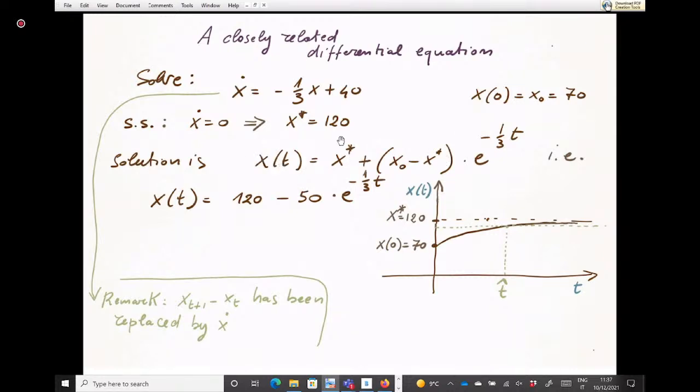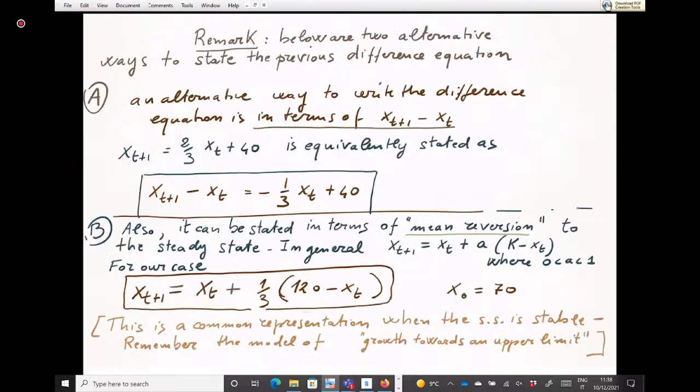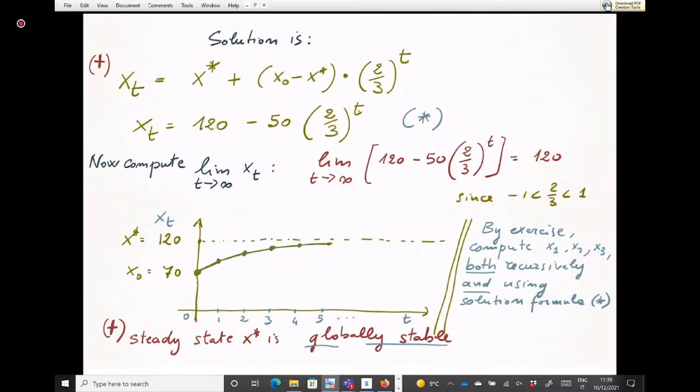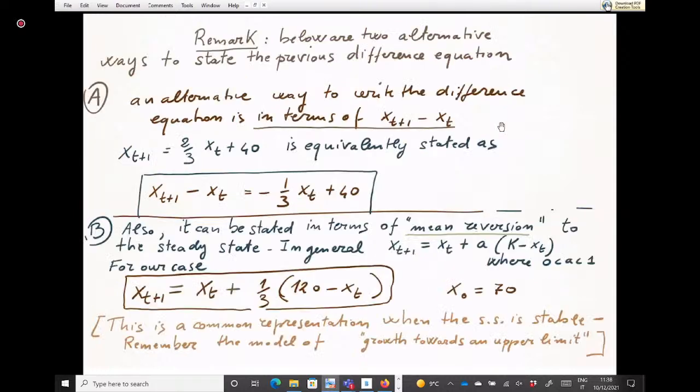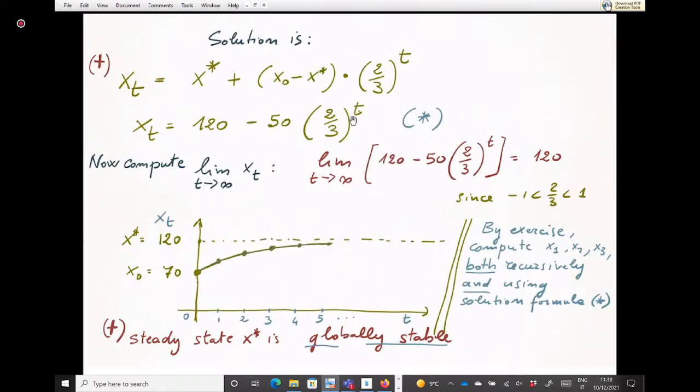X at time t is equal to x star plus x0 minus x star times exponential of minus 1/3 t. Now remember that this exponential of minus 1/3 basically plays the role of 2/3 to the power of t here.